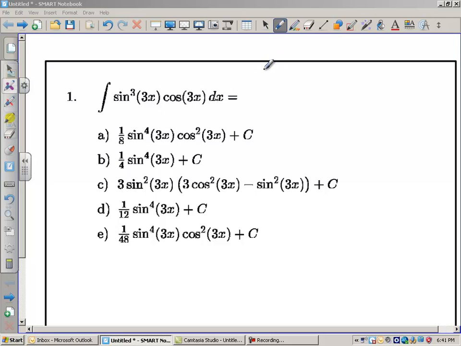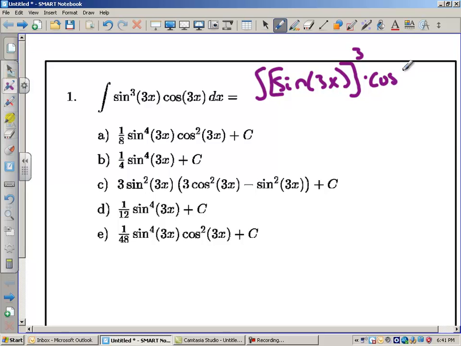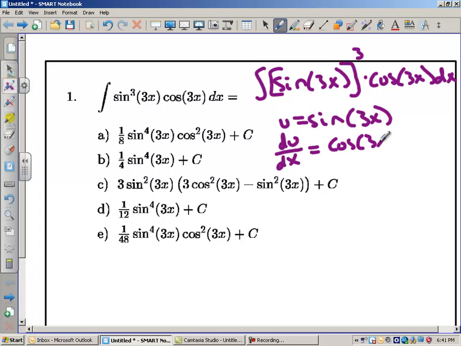I want you to rewrite this, however, as the integral of sine of 3x, and this is all being raised to the third power, and then times cosine of 3x dx. So I'm going to use U substitution here, and I'm going to let sine of 3x be my U. The reason I'm going to do that is because cosine of 3x is close to the derivative of sine of 3x. So let's find out what our du dx is. Our du dx is cosine of 3x times 3 because of the chain rule.